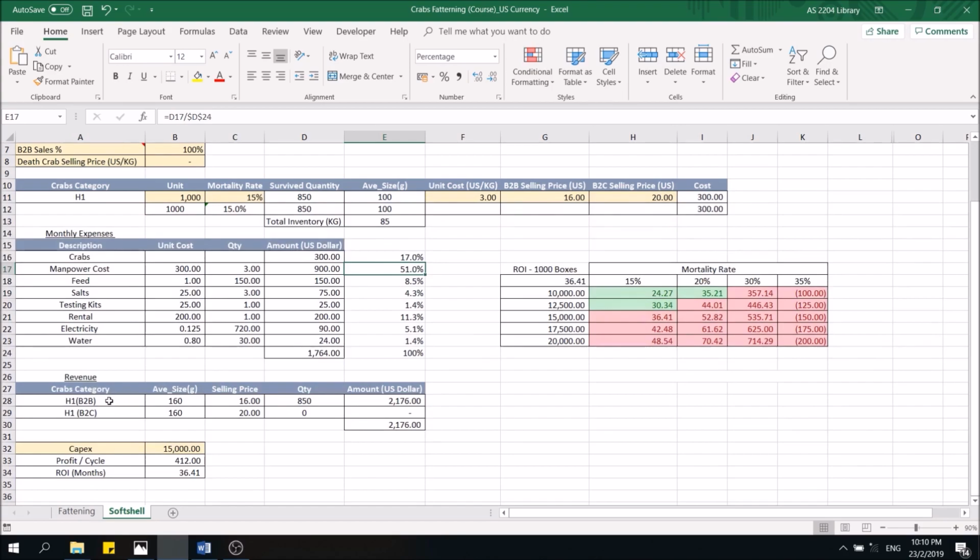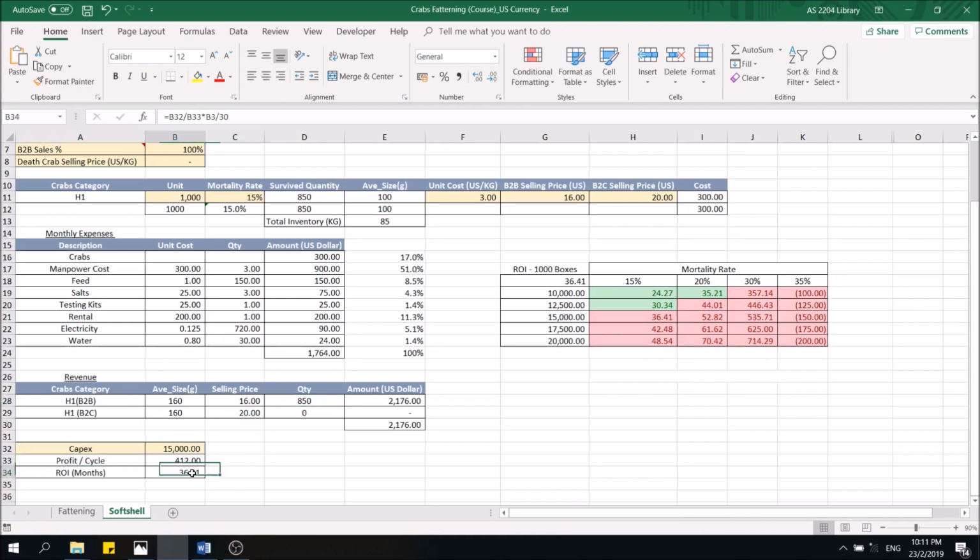Next, I have revenue. For the average size, I changed it to 160 grams, and the reason is that a crablet is around 100 grams. After it molts, it will have a 60% increase in weight. So 100 grams plus 60% will give you 160 grams. My selling price follows here, $16 per kg, and this is my surviving quantity after I subtract the mortality rate. Everything else is the same.